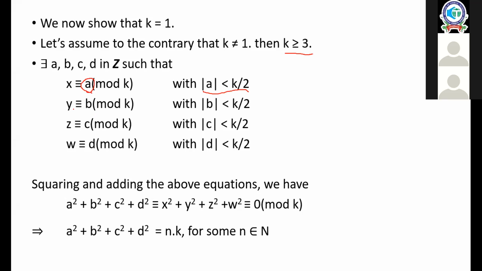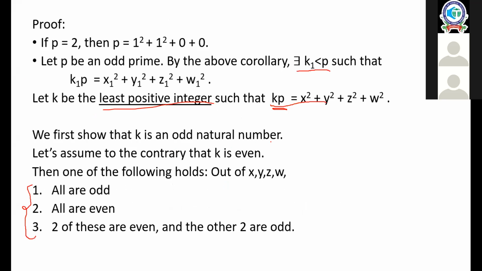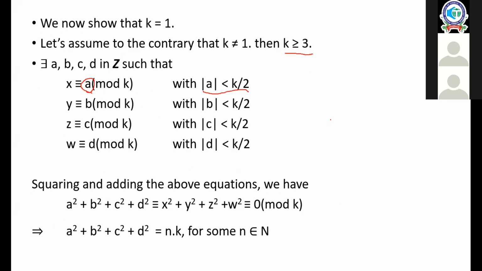And so next what we do is we try to square these, and so we have a square plus b square plus c square plus d square congruent to x square plus y square plus z square plus w square, which we know is congruent to 0 mod k because we had kp is equal to this. So basically k divides this. So we have a square plus b square plus c square plus d square congruent to 0 mod k, which means there exists some n such that nk is equal to this sum of squares.